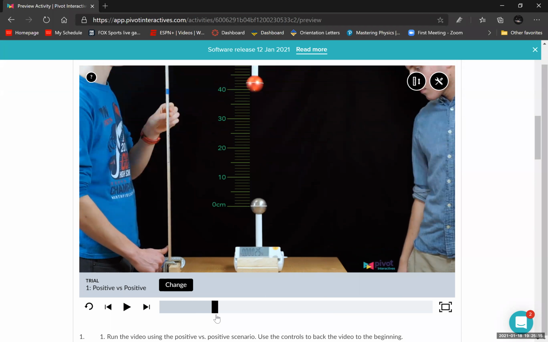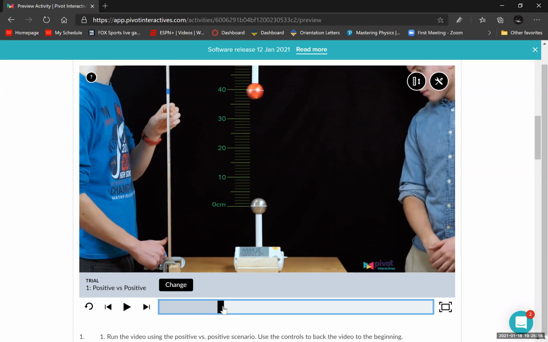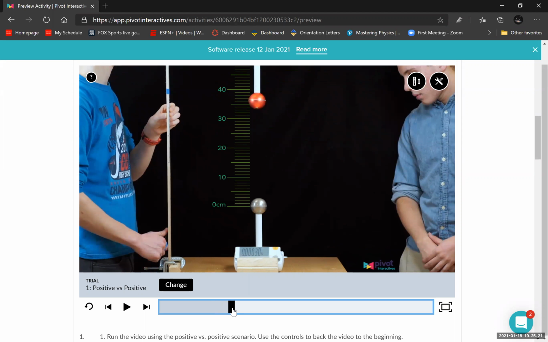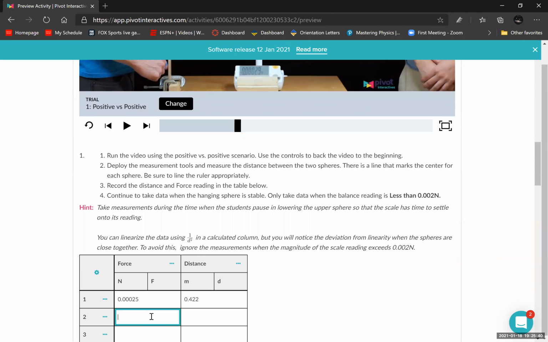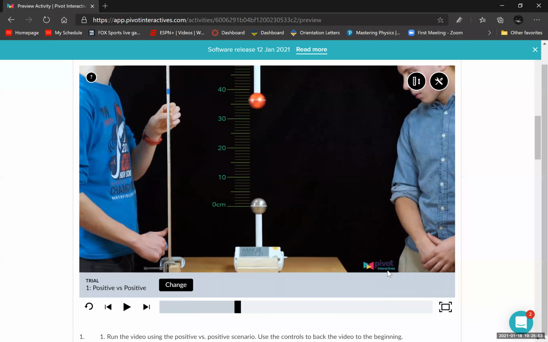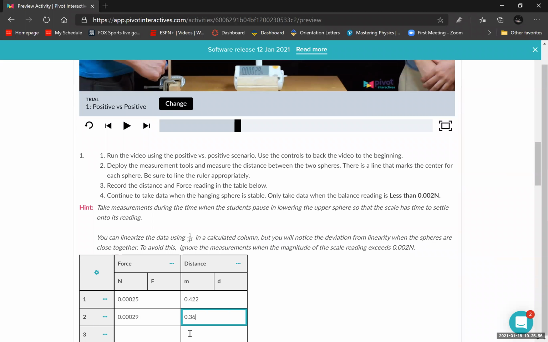Then we start measuring the force at a different length. So they move it, and as you can see, they kind of stopped. Look at the reading. That means right now it's 0.00029 when they are about, I would say 36.3, so about 36.3 centimeters apart. So you're going to write that down. 0.00029 when they are 0.362 apart.